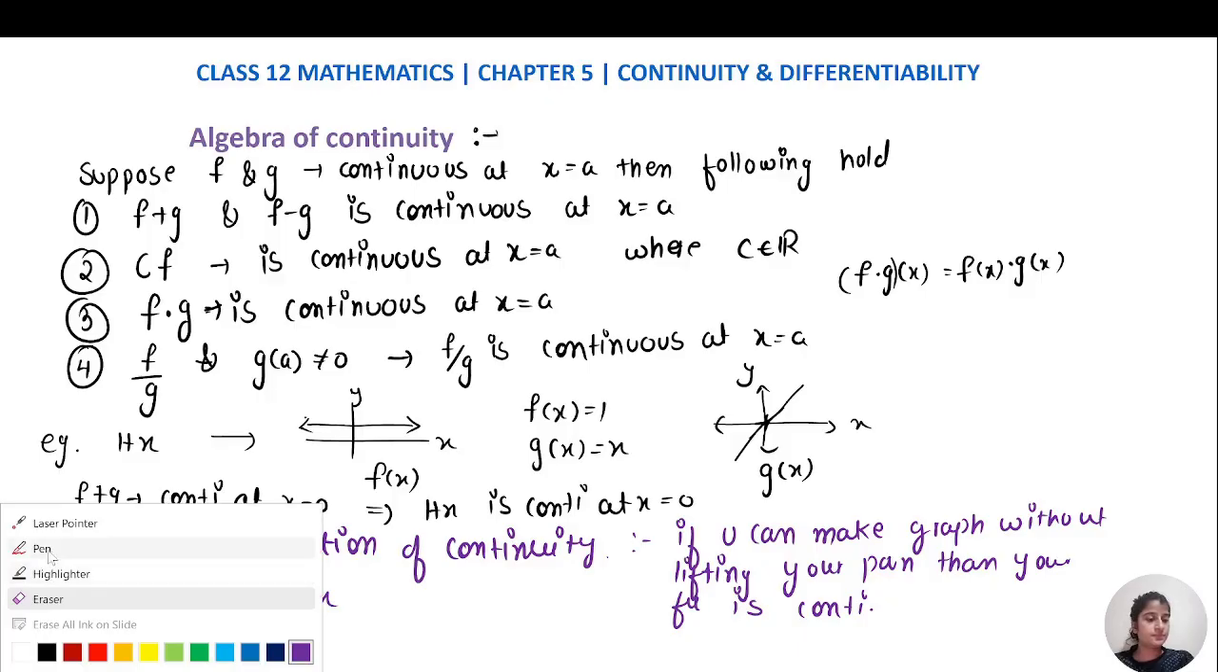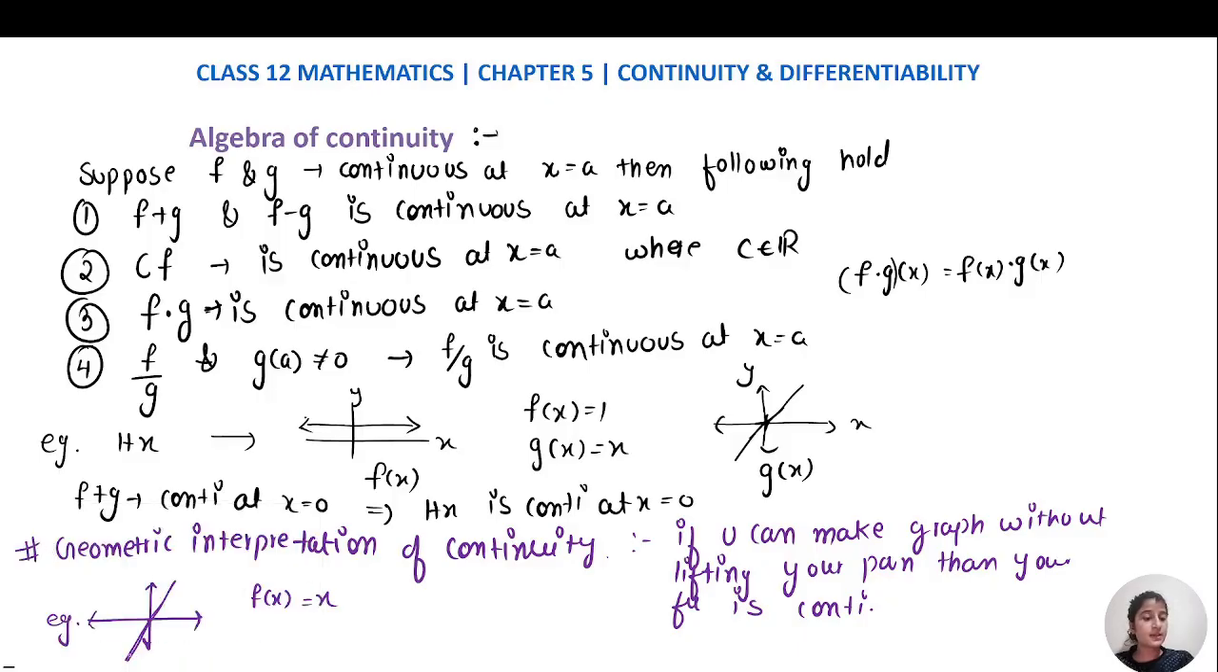Okay, so as we can see, we make our graph without lifting our pen. So what we can see is that our f of x equals x function is a continuous function. So it's a graphical approach to see whether the function is continuous or not, and it's always a very good way to see it. Now let's do some remarks on continuity.